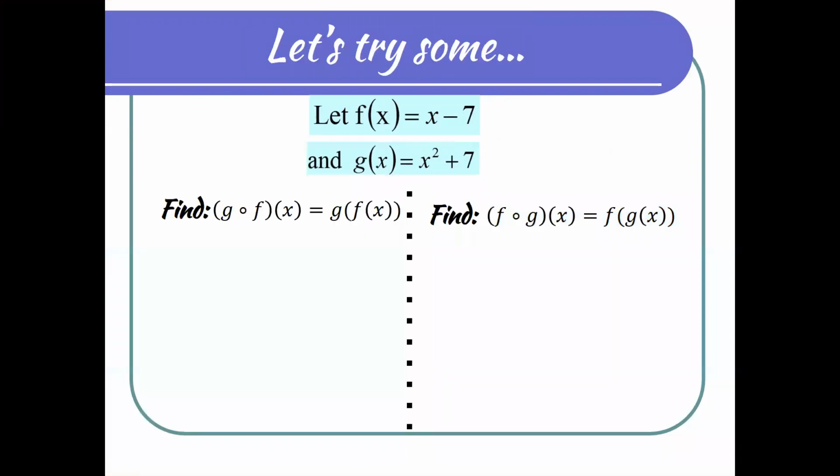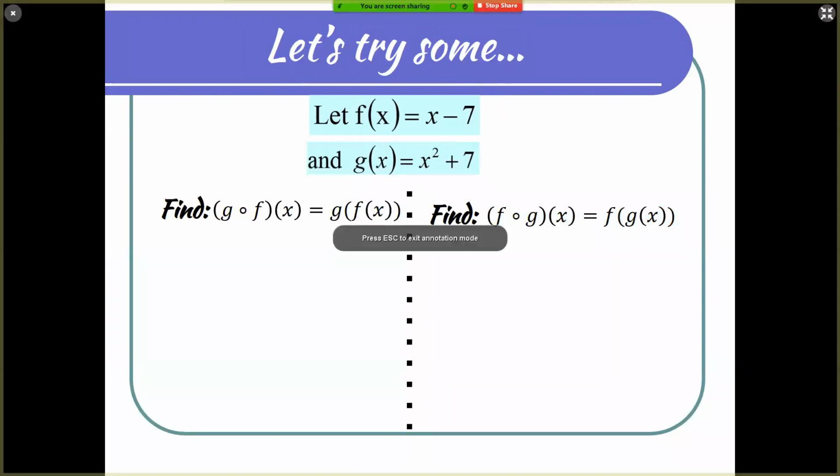Let's try another one. So here we were given two new functions, f of x equals x minus 7 and g of x equals x squared plus 7. For the one on the left, we're asked to find g of f of x. That means take f of x and plug it into g. So here's my f of x. I'm plugging it in right here for this x, and that x is going away.